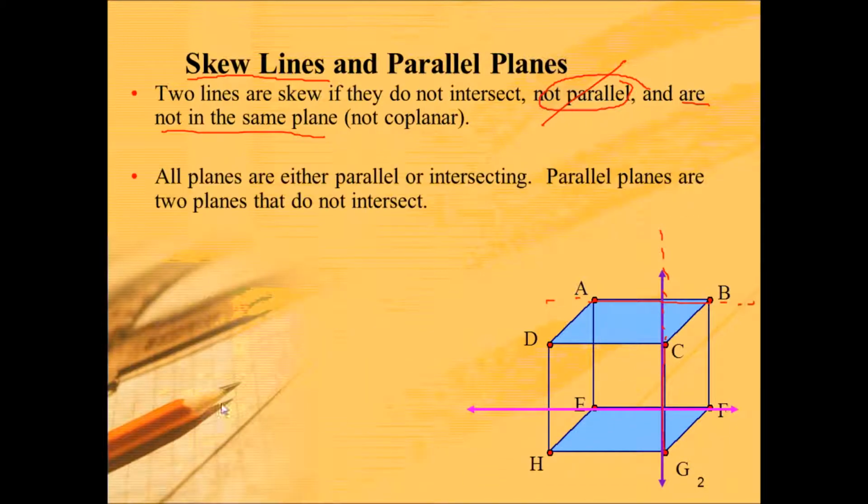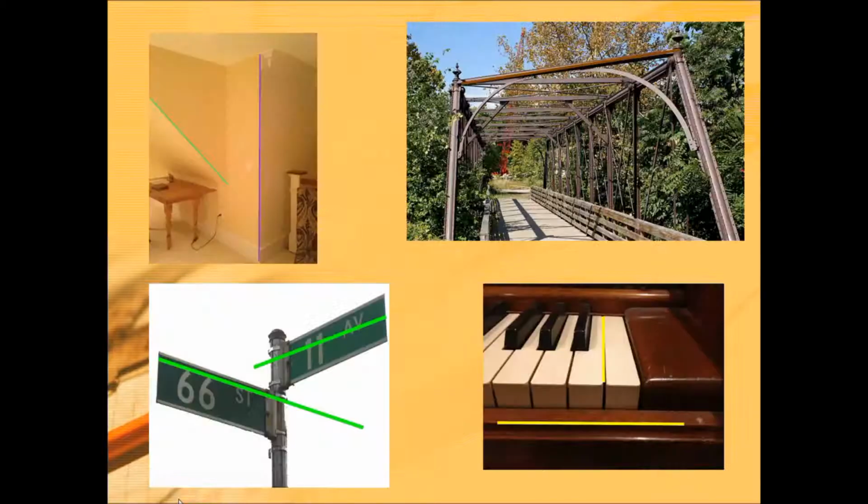All planes are either parallel or intersecting. That goes for every single plane. If I looked at the sides of this box, those planes would be parallel, and so would the tops of that box. If I look at the top and the side, those are intersecting planes. So all planes are either intersecting or parallel.